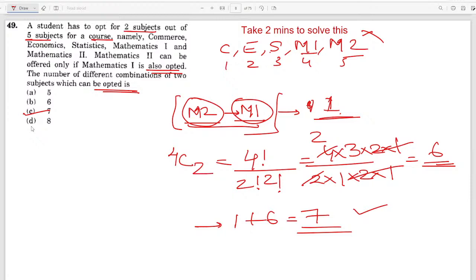Is this clear? I mean, nobody had got the right answer. If you have any doubts, please ask. Please clarify all your doubts.